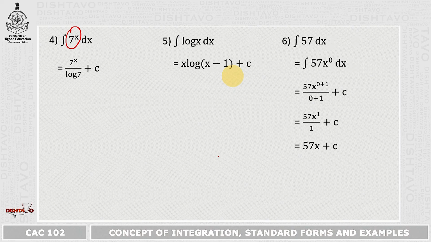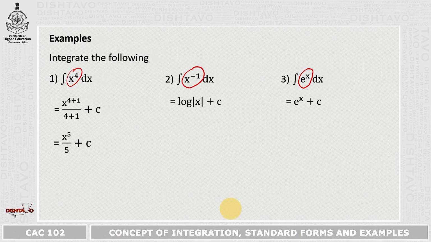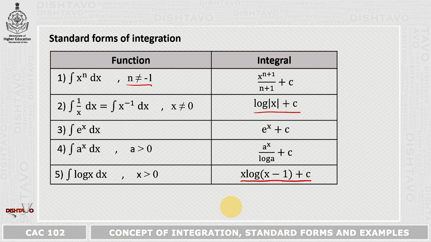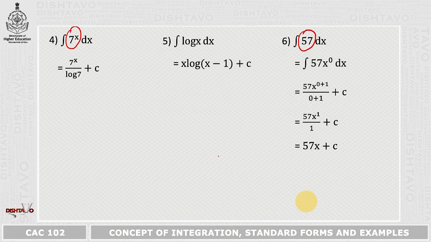Sixth one, we have the integral of a number. This is a number or a constant, and you don't have any function along with that. So for the integral of a number, I'll just check the standard forms. Here we don't have any formula which has the integral of a number. So what I'm going to do is write this constant or number in another form. So we have written 57 as 57 multiplied by x raised to 0.